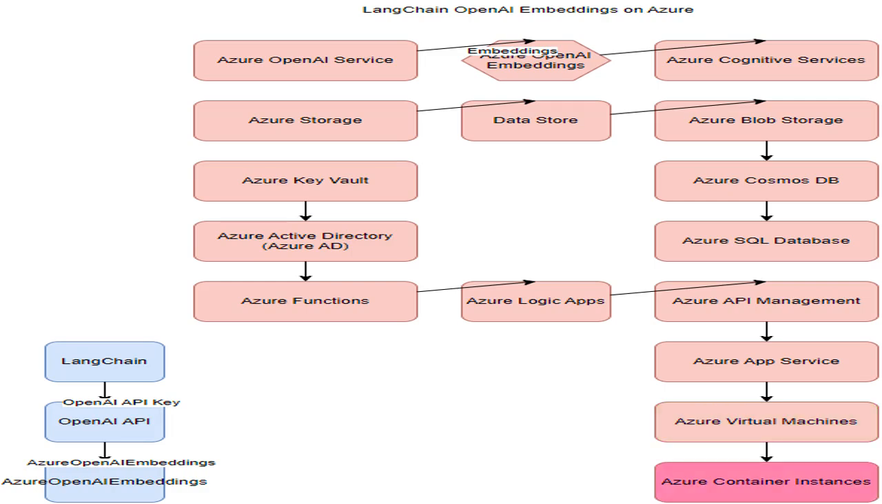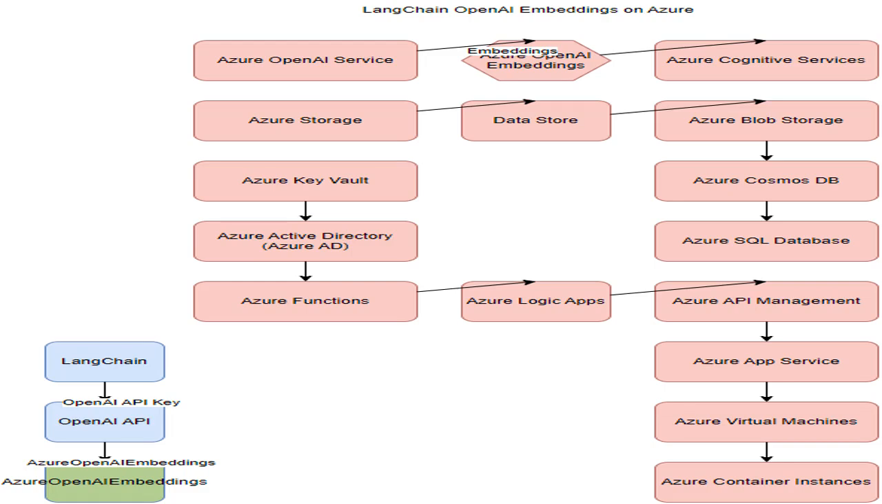Azure Container Instances provides hosting for containers, and hosts containers in Azure Container Instances. It provides a serverless container orchestration service for running containerized applications. LangChain, a framework for building and deploying LLM applications, utilizes OpenAI's API and sends requests to the OpenAI API for LLM interactions. The OpenAI API provides access to OpenAI's large language models and APIs.